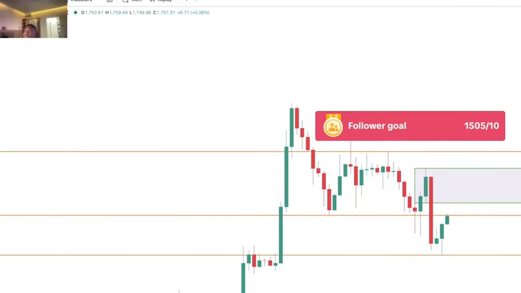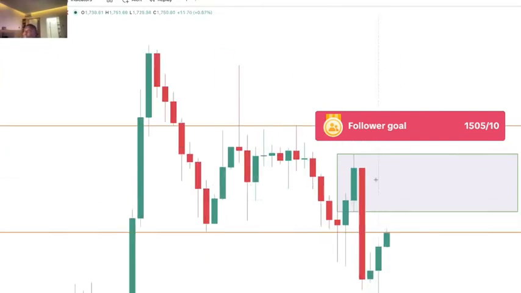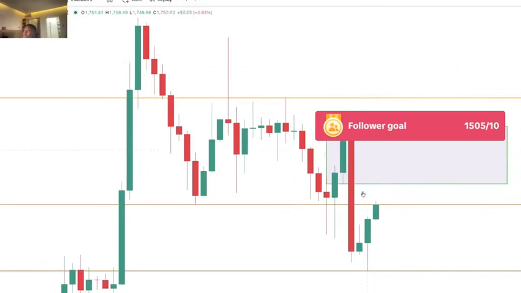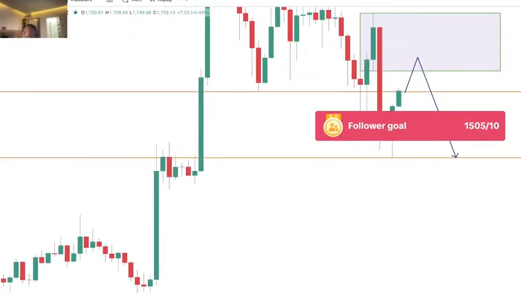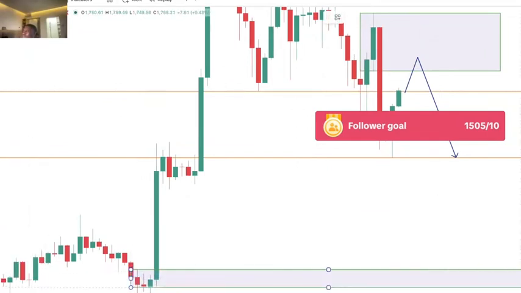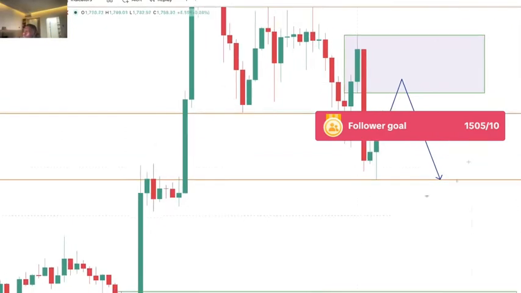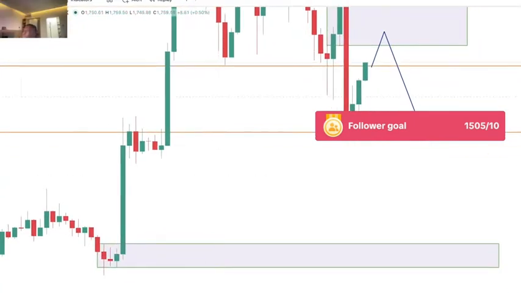So right now on Ethereum, I have this zone. I'm expecting price to tap in at this break of structure and give me a movement here. This will be my first target. Then my second target is around this zone. So I'll be looking for this on Ethereum. This is my first target.